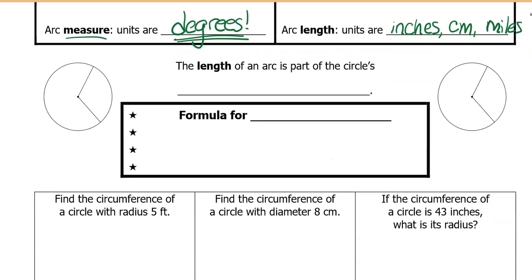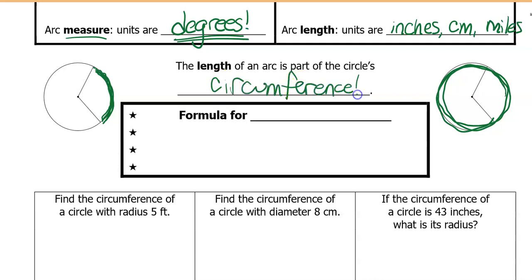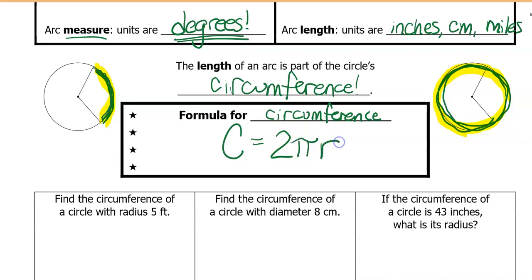The length of an arc is just a part of the circle's full distance around, also known as the circumference. If I want to know the length of my crust, I'm going to compare that to the distance all the way around. The formula for circumference, which we briefly looked at in the last topic but didn't really use, is circumference equals 2 times pi times the radius.